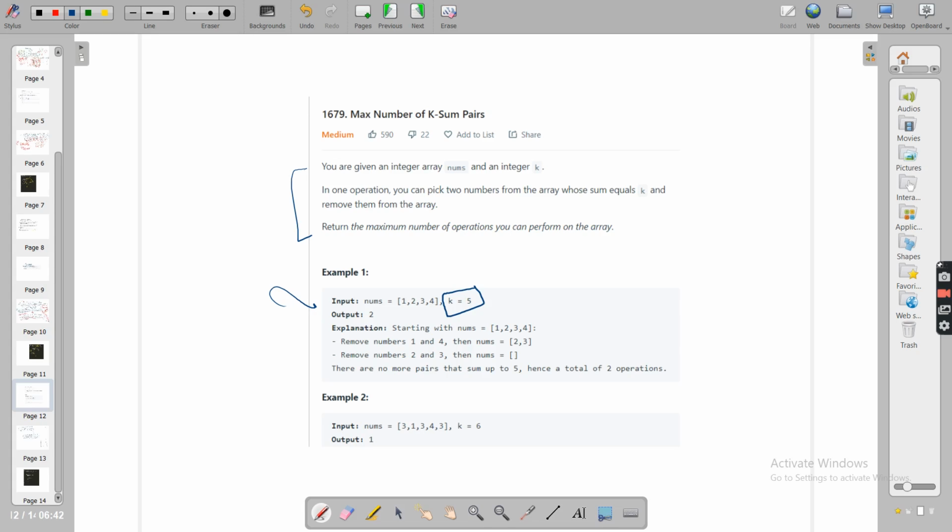the number of pairs within this array whose sum is 5. So here if you see, 1 and 4 add to 5, 2 and 3 add to 5. So how many pairs are there? Two pairs. So you have to return this.